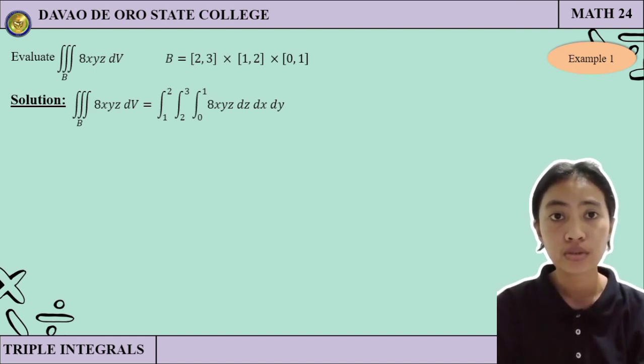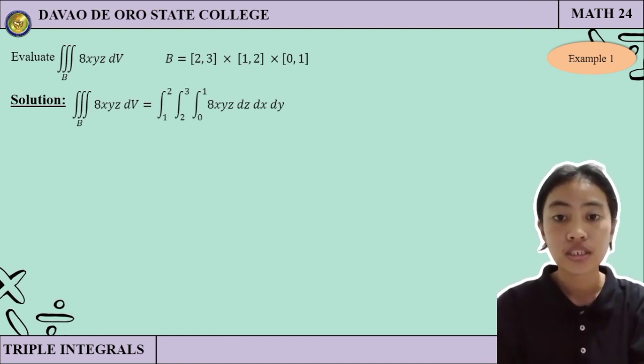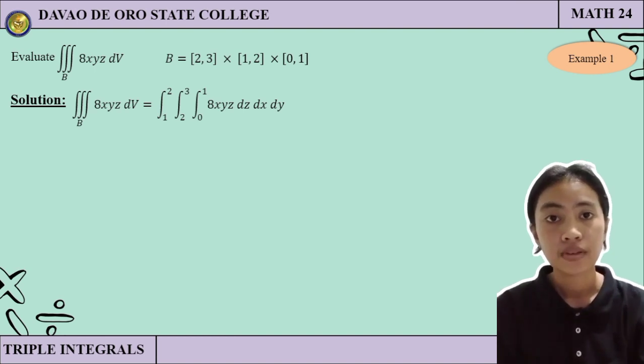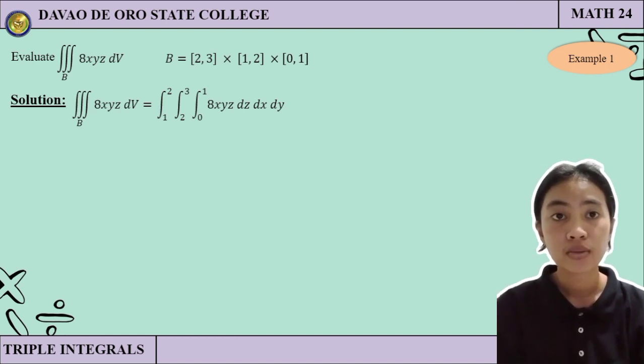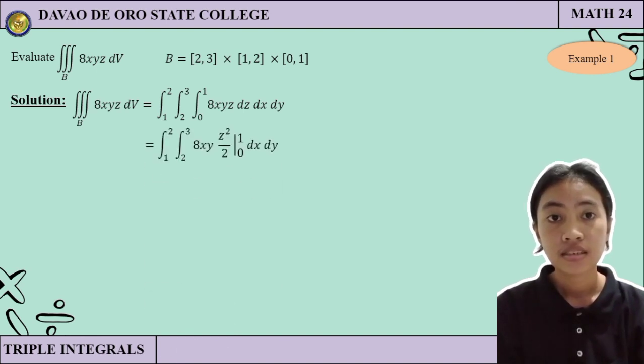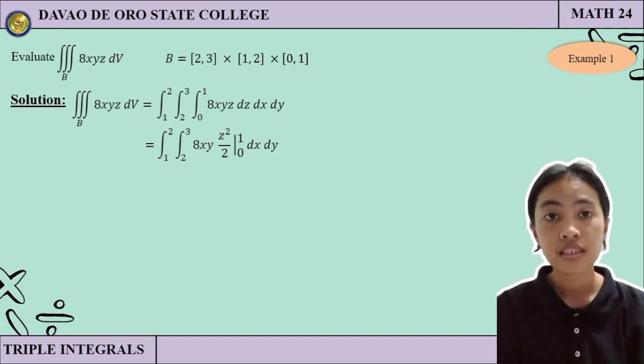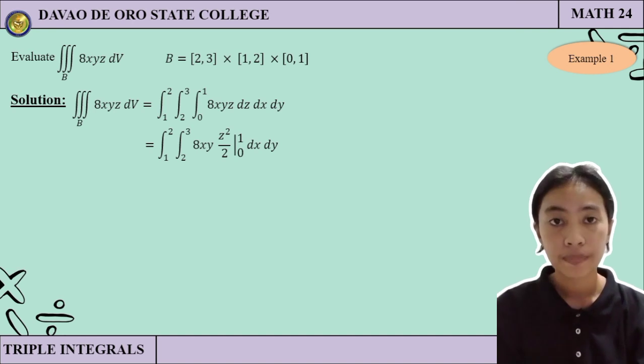Now, the first thing that we are going to do is to evaluate first the inside integral, which is the dz given by the example. So upon finding the antiderivative of 8xyz with respect to z, we will have 8xy times z squared over 2 evaluated from 0 to 1. So our new expression will become the integral from 1 to 2 and the integral from 2 to 3 of 8xy times z squared over 2 evaluated from 0 to 1 dx dy.